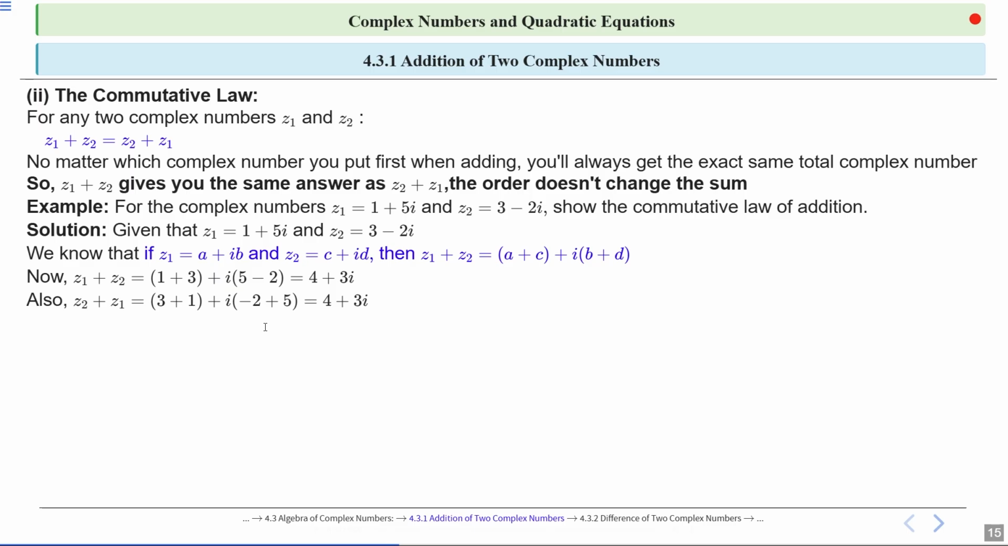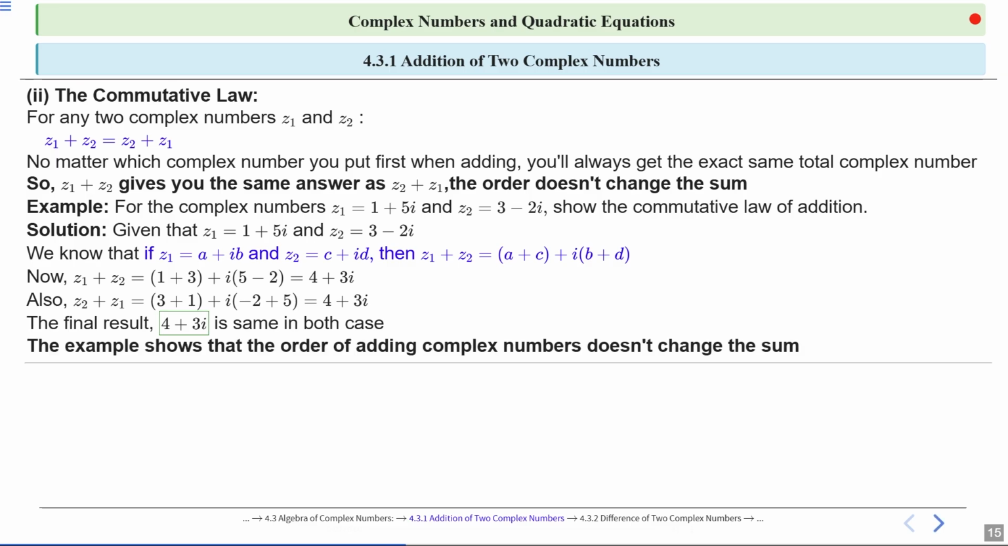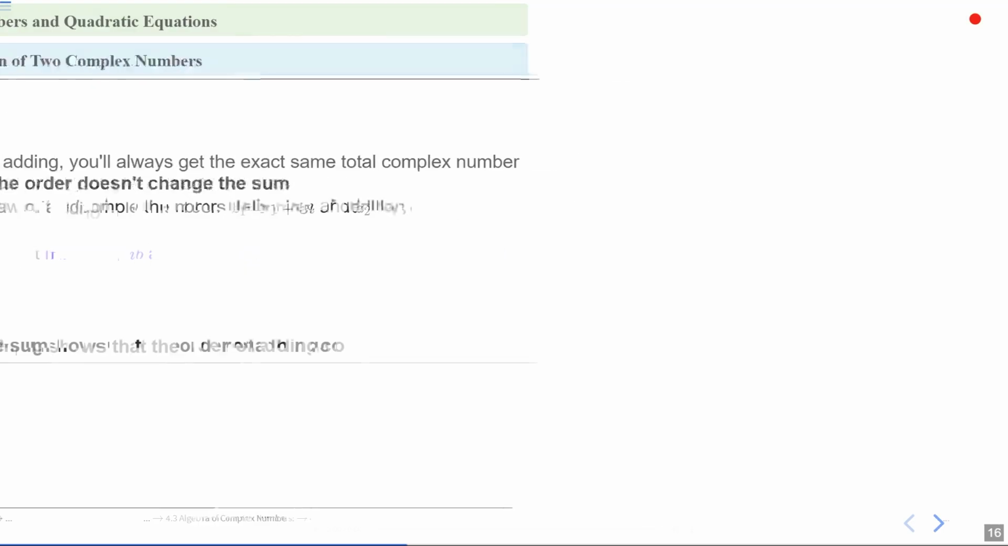Also, Z2 plus Z1 equals (3 plus 1) plus iota times (minus 2 plus 5), which equals 4 plus 3 times iota. The final result 4 plus 3 iota is the same in both cases. This example shows the order of adding complex numbers doesn't change the sum. I hope this property is clear to all of you.